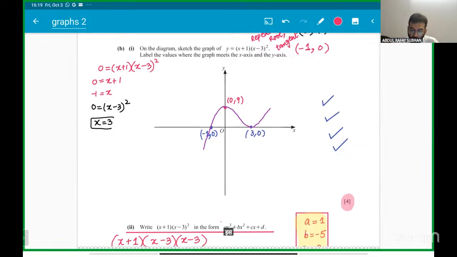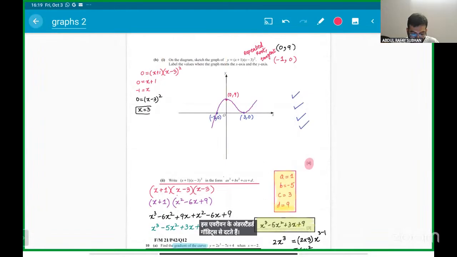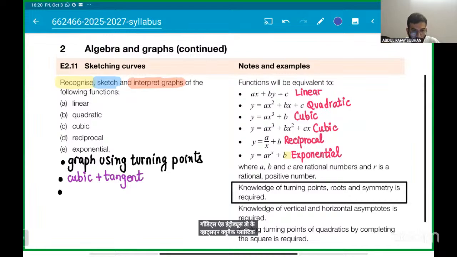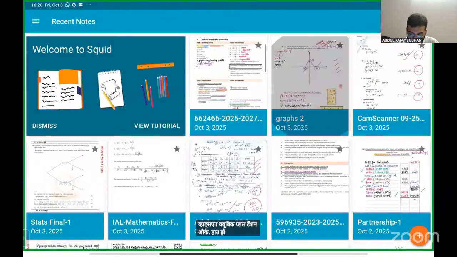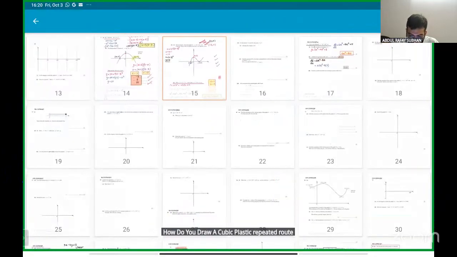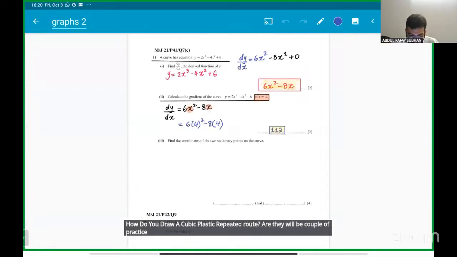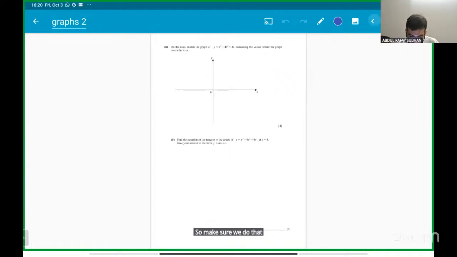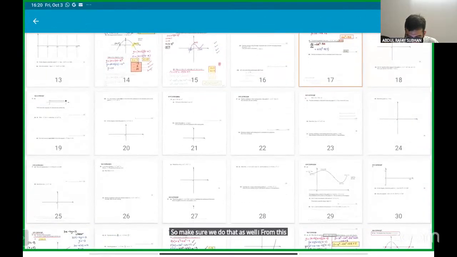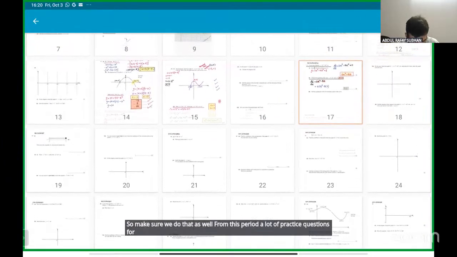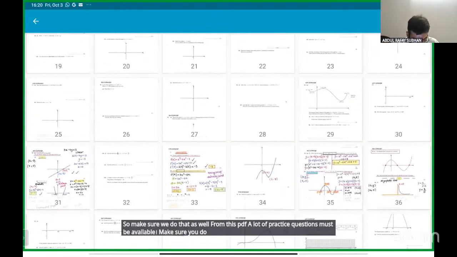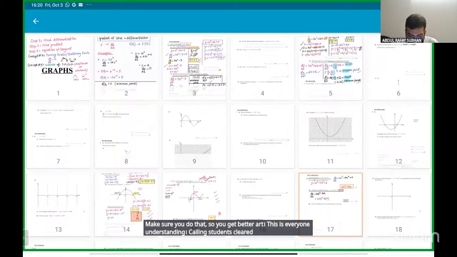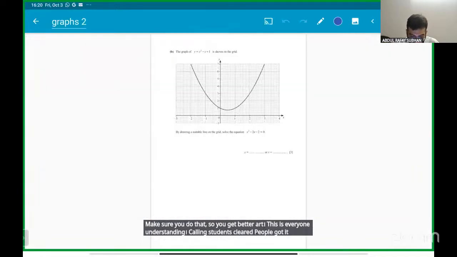Is everyone clear? Understood? So that is another learning that you should know. What is cubic plus tangent? How do you draw a cubic plus the repeated root? There will be a couple of practice questions available as well, so make sure we do that. From this PDF, a lot of practice questions must be available. Make sure you do that so you get better at this. Is everyone following, students?